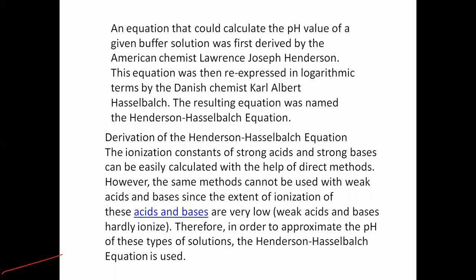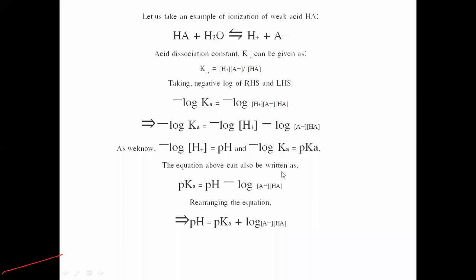This phenomenon of calculation of pH value was first derived by the American chemist Henderson, and this equation was then re-expressed in the logarithmic form by the scientist Hasselbalch. So combinedly, the result of this equation was known as the Henderson-Hasselbalch equation.